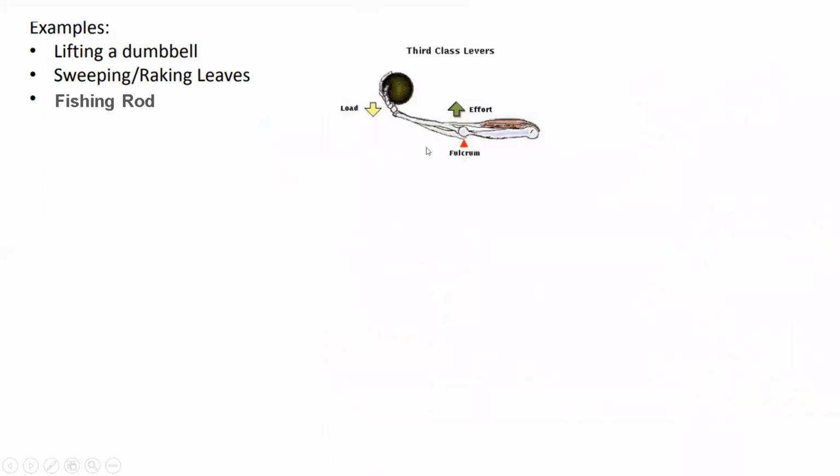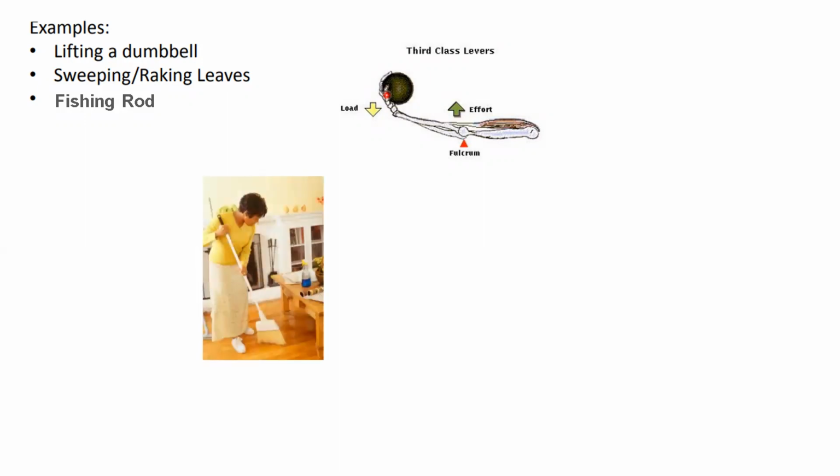Let's have some examples here, like lifting a dumbbell. This is the load. This is your hand here. You want to lift the dumbbell, as you see. So here, this is the fulcrum point. It is your muscles. Now, the effort that you apply is near your muscles and near your bones here. So the applied force is between the load and the fulcrum. Another example is when you are sweeping the leaves.